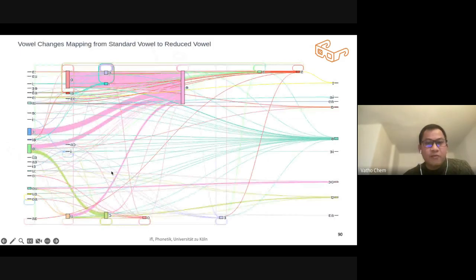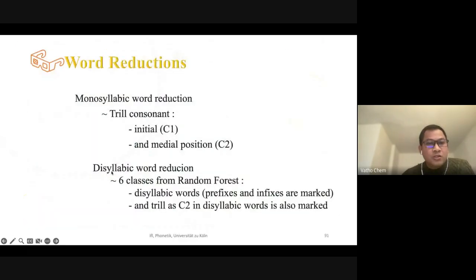It's very complicated when we run the random forest and run machine learning algorithm for identifying the vowel chain in Central Khmer, by looking at the standard on the left-hand side and the reduction on the right-hand side from a computer scan. So reduction words play an important role with the trill consonant, initial consonant, and medial consonant C2 in disyllabic words. We got the data from the random forest.